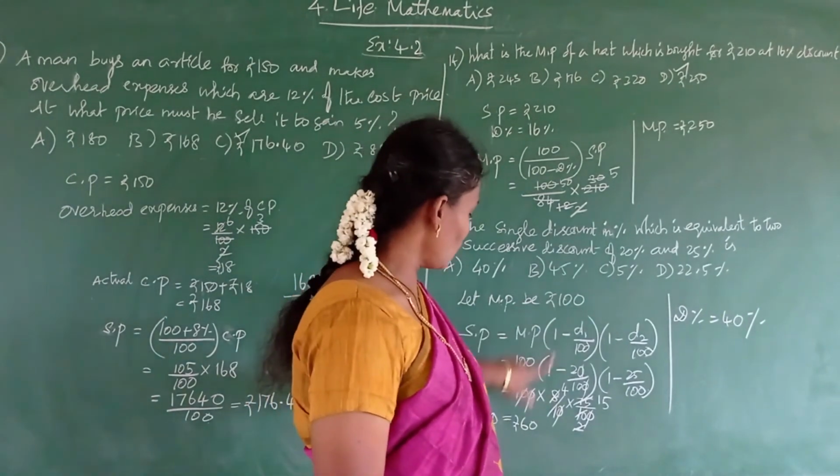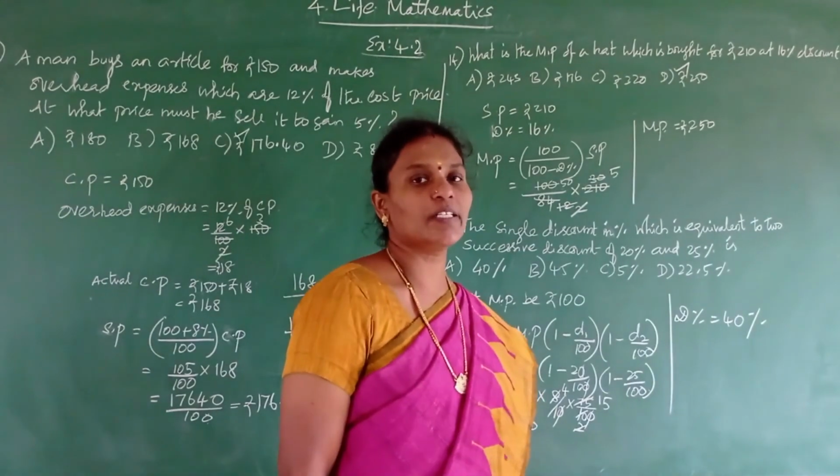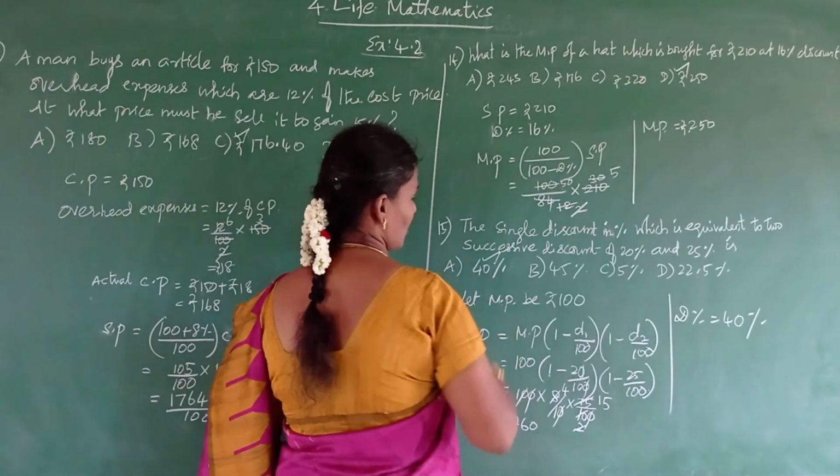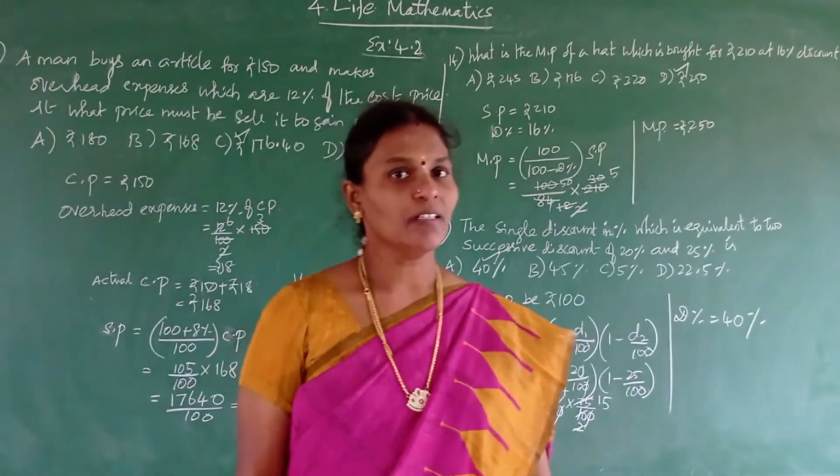Understand, children? Compare these two. We get that discount percentage is 40%. Where is that option? So A option is the option. Okay. Listen, children. Thank you, children.